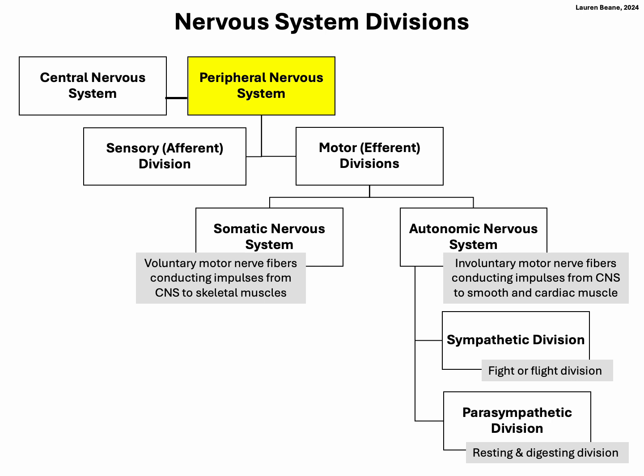So with somatic, we're thinking about voluntary motor control, so our motor neurons innervating skeletal muscle cells. In contrast to the autonomic nervous system, this is involuntary motor nerve fibers innervating our smooth muscle, cardiac muscle, and glands. For the ANS, it's divided into the sympathetic and parasympathetic division. So this whole branch here is the topic of chapter 14.